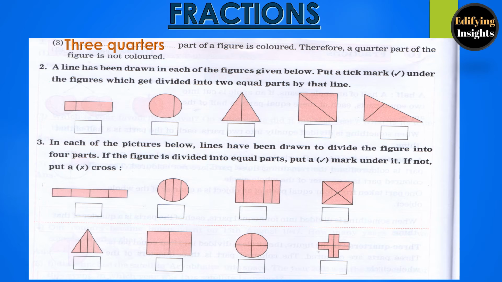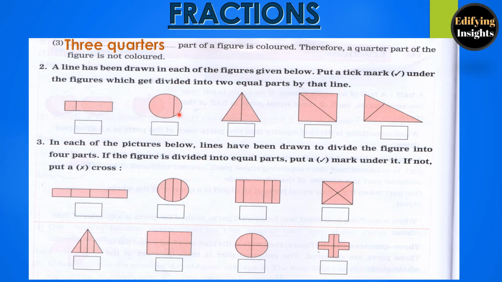A line has been drawn in each of the figures given below. Put a tick mark under the figures which get divided into 2 equal parts by that line. Children, in each picture we can see there is a line inside it. If that line divides the picture into 2 equal parts, then we have to tick the box. So the first one is a rectangle, but the line is not in the middle. The line does not divide the rectangle into 2 equal parts, so we leave it. Now here we have a circle.